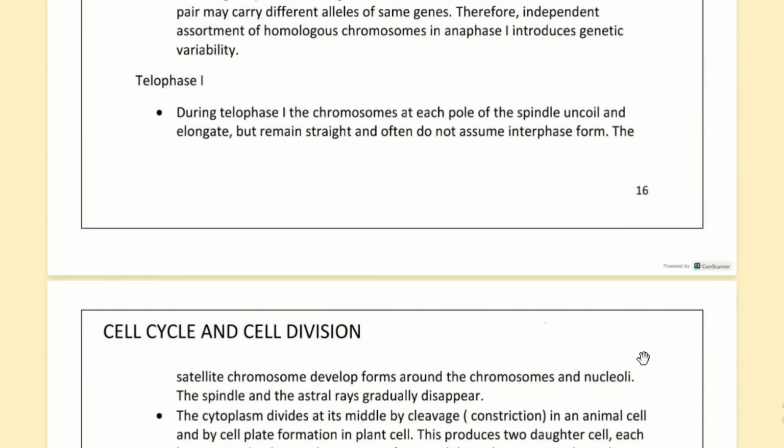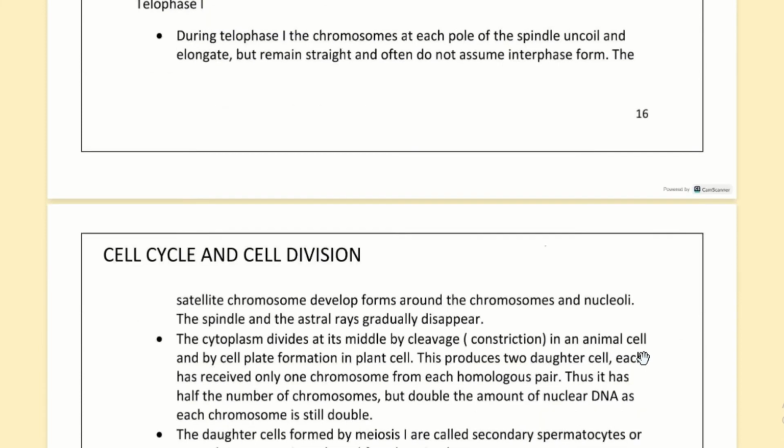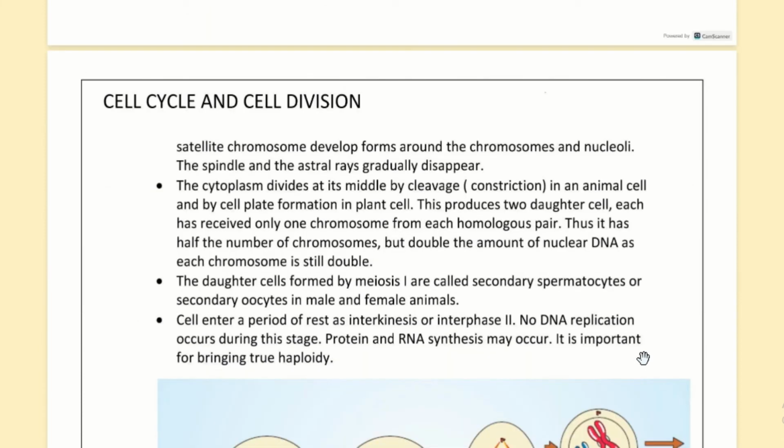Telophase 1. During telophase 1, the chromosomes at each pole of the spindle uncoil and elongate but remain straight and often do not assume the interphase form. The satellite chromosome develops forms around the chromosomes, and nucleoli. The spindle and astral rays gradually disappear. Cytoplasm divides at its middle by cleavage in animal cells and by cell plate formation in plant cells. This produces two daughter cells.